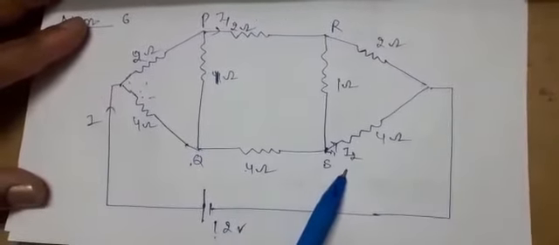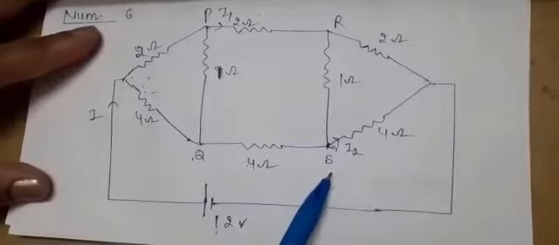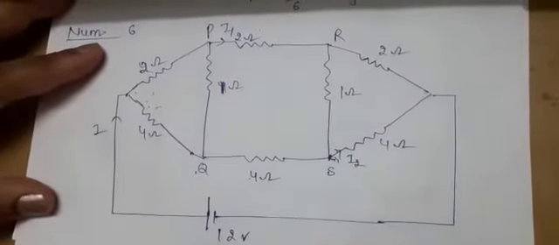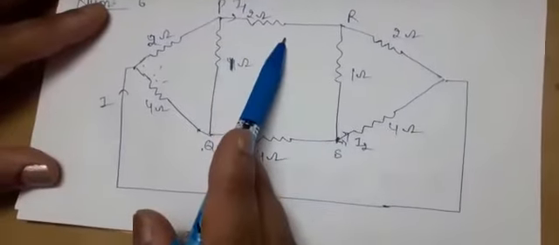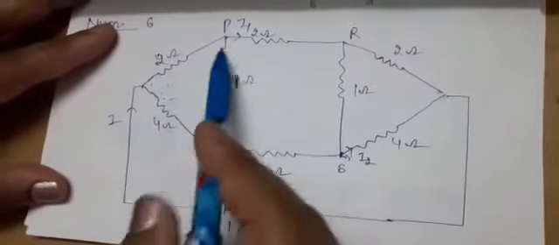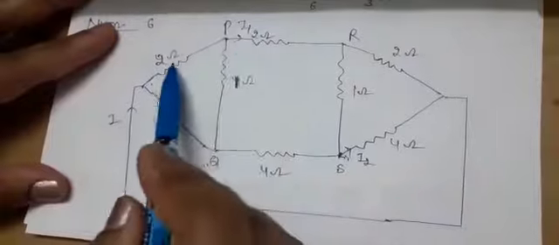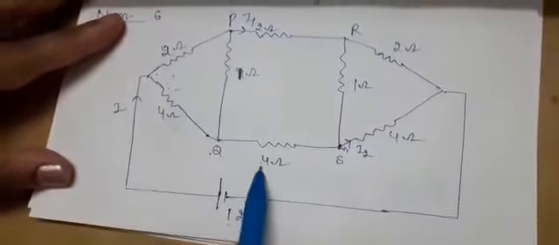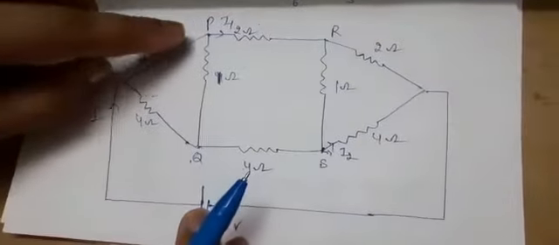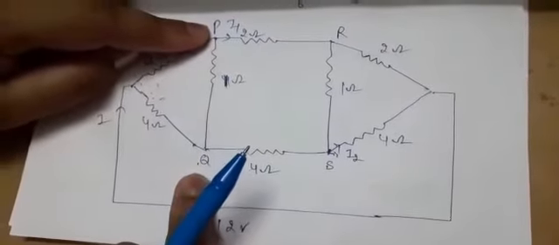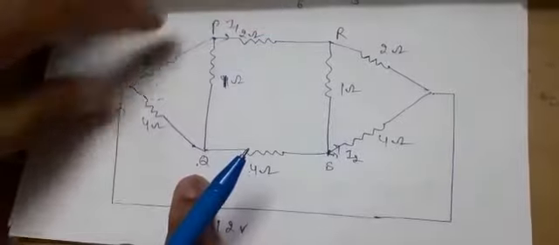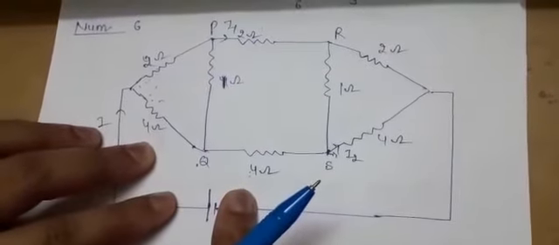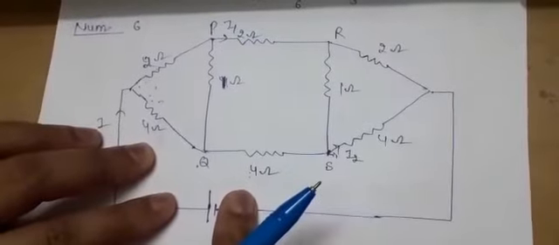Also find the relationship between potential at S and P. What is the relationship? Basically, if you take this circuit, see here 2 ohm, 2 ohm, and 4 ohm, 4 ohm. If we consider these two points to be at the same potential, the ratio 2 upon 2 equal to 4 upon 4 means the condition of a balanced Wheatstone bridge is satisfied.